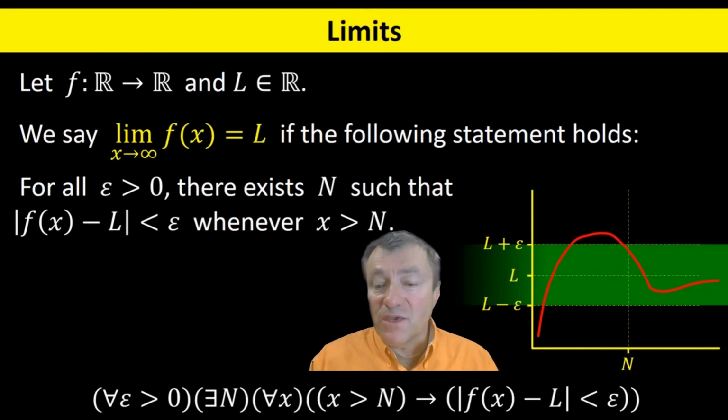If you want the function to be within 0.1 of L, there will be some point in the horizontal direction to the right of which that requirement holds. If you want the function to be within 3 decimal places of L, then there's some point, again, on the horizontal axis beyond which that will be true. If you want the function to agree to L within 10 decimal places, then there will be some point in the horizontal direction beyond which that is true, and so on.